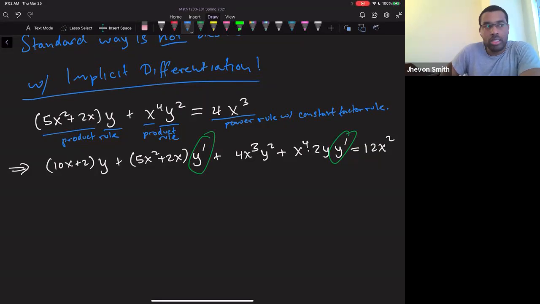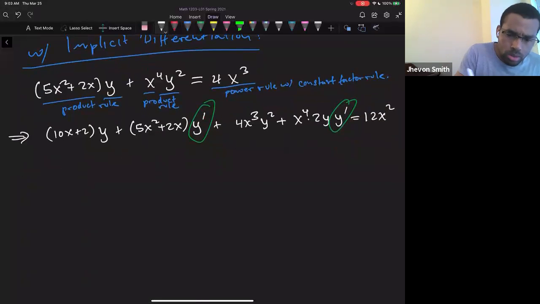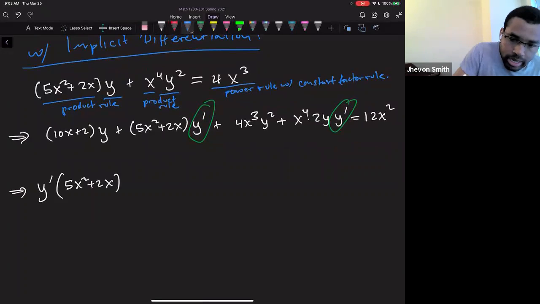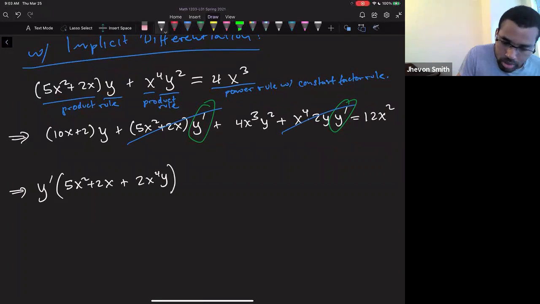And the nice thing about this is, it's always going to be kind of like a linear function. It's not going to be quadratic or anything like that, because I'm not going to get a y prime squared or anything. So it's just a matter of moving everything without a y prime to one side and leaving everything else. So at this point, I would have my y prime times the 5x squared plus 2x. That takes care of this term. And then I would have plus 2x to the fourth y. That takes care of this term. And that's all my y prime terms.